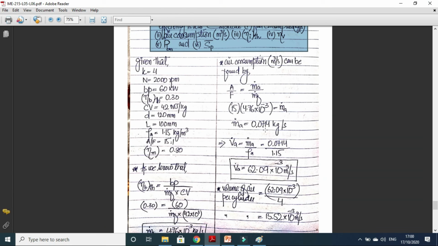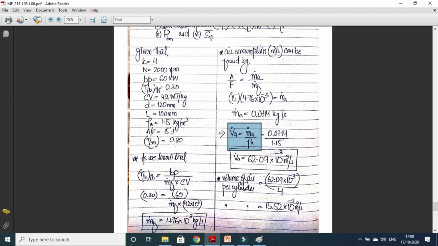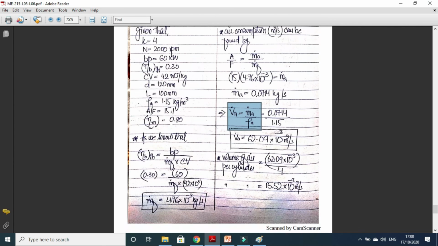The mass flow rate of air is in kilogram per second, and if I divide it by density, it will be kilogram per second divided by kilogram per meter cube. Kilogram will be cancelled out, so it will be meter cube per second. It is the formula relating volume flow rate and mass flow rate: if you remember, mass flow rate is equal to density times volume flow rate. Now this is the total volume flow rate of air, and if we divide by 4, it will be the volume of air per cylinder.